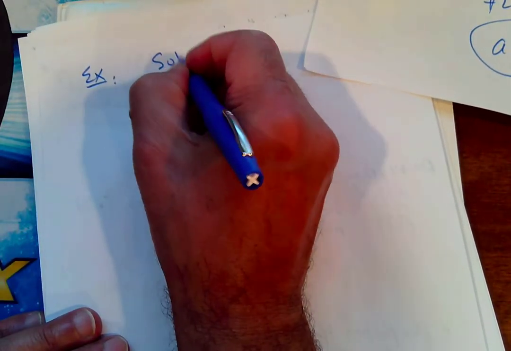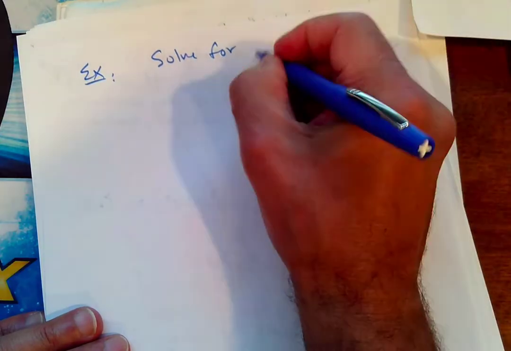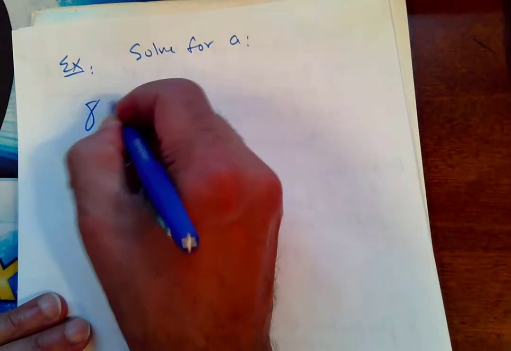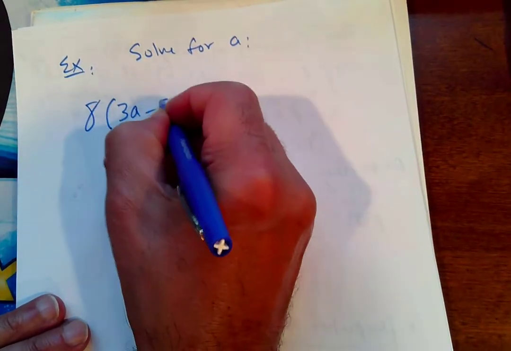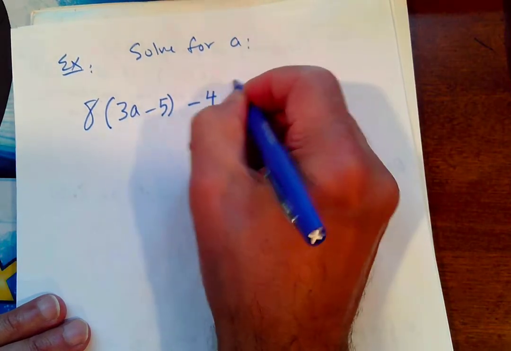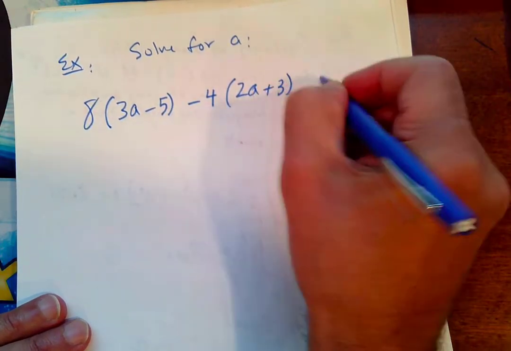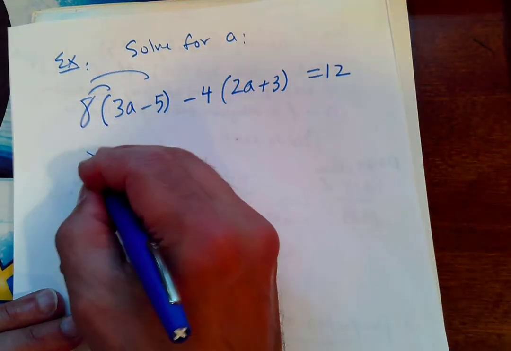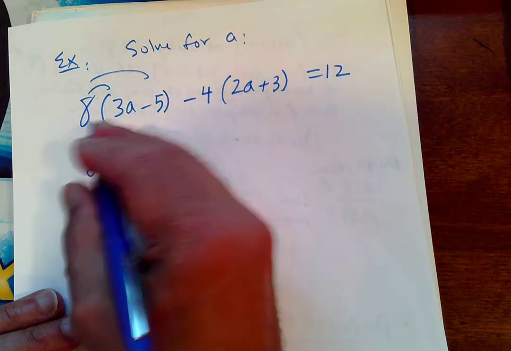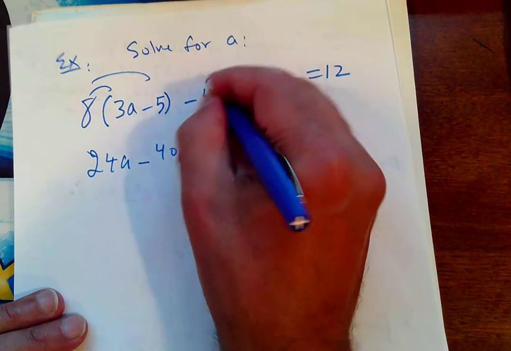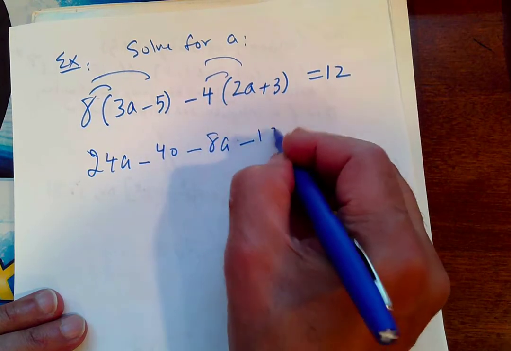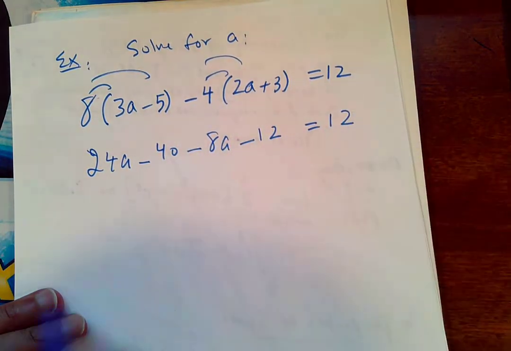is to solve for a, where we have 8 times the quantity 3a minus 5 minus 4 times the quantity 2a plus 3 equals 12. Again, we start by distributing, so we get 24a. 8 times 3a minus 8 times 5 is 40, and then minus 8a, and then 4 times 3 is 12, so minus 12 equals 12.